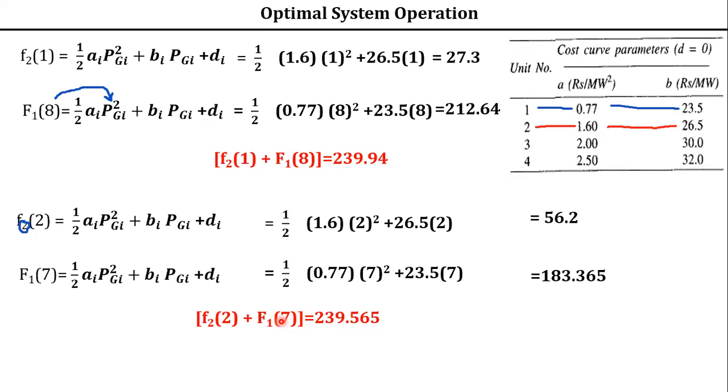Okay, similarly, those who have completed, calculate it for the fifth combination. What is the fifth combination? F2 of 4 plus F1 of 5. Like that, please calculate all the combination values. After getting all the combination values, see which combination value is minimum. That we have to pick up for F2 of 9. This is what we have to do.